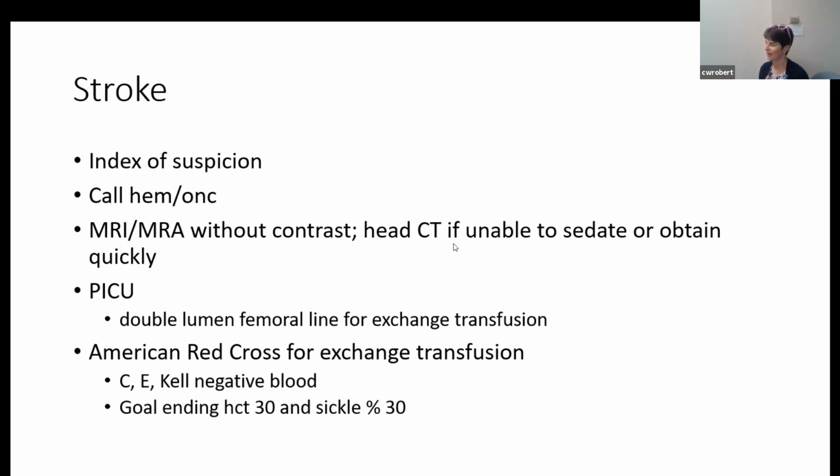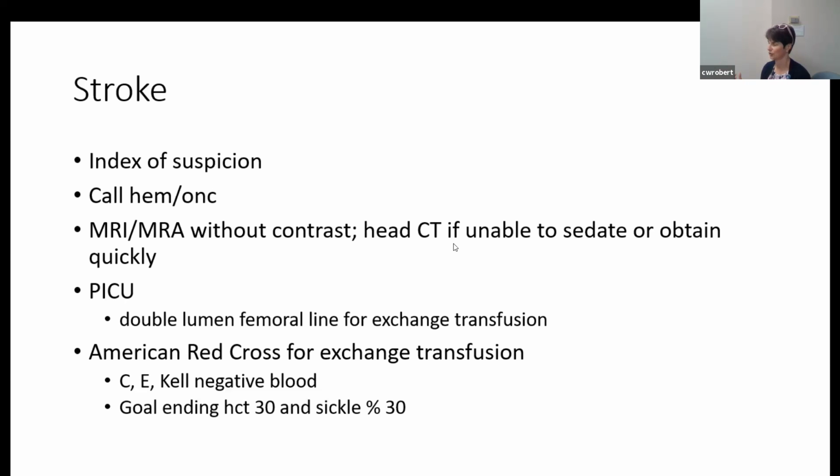And then we would recommend, if you can get an MRA quickly, because this would be a large artery that's affected, then get that. But if not, get a head CT, because you need to make sure there's no bleed. Most of the kids have an infarctive stroke. Very rarely would they have a hemorrhagic stroke, but you want to make sure there's no blood.